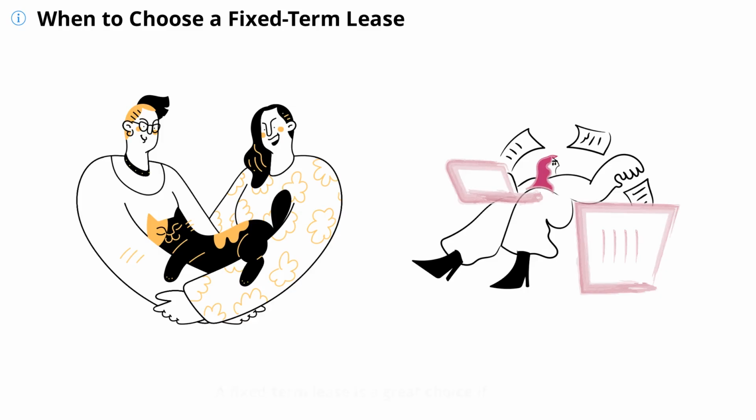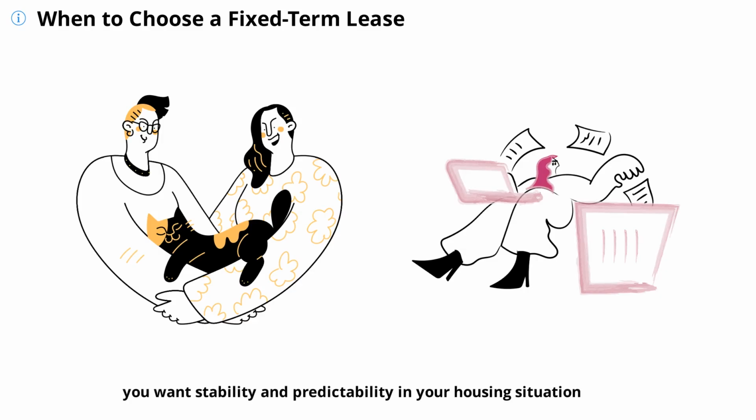A fixed-term lease is a great choice if you want stability and predictability in your housing situation. It's ideal for people who plan to stay in one place for a while and want to avoid frequent moves or rent increases. Consider your personal circumstances before deciding if this type of lease is right for you.